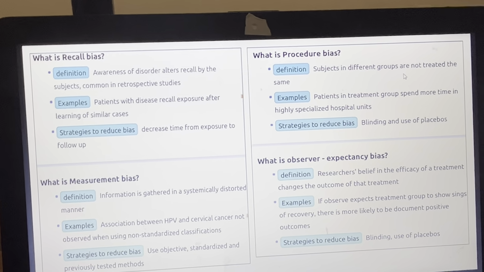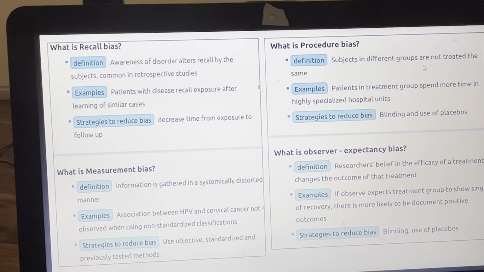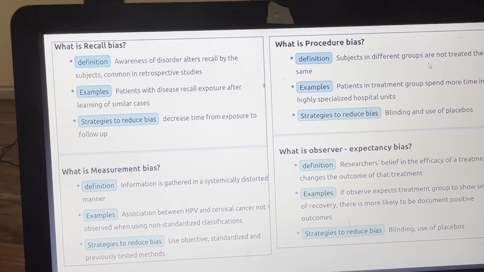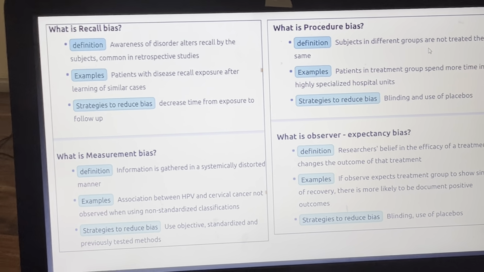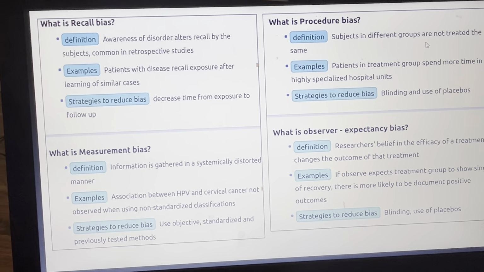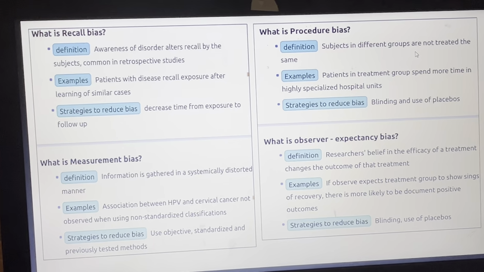Then we have measurement bias. In this one, information is gathered in a systematically distorted manner. So the association between HPV and cervical cancer is not observed when using non-standardized classification. So how can we reduce this? Use objective, standardized, and previously tested methods.